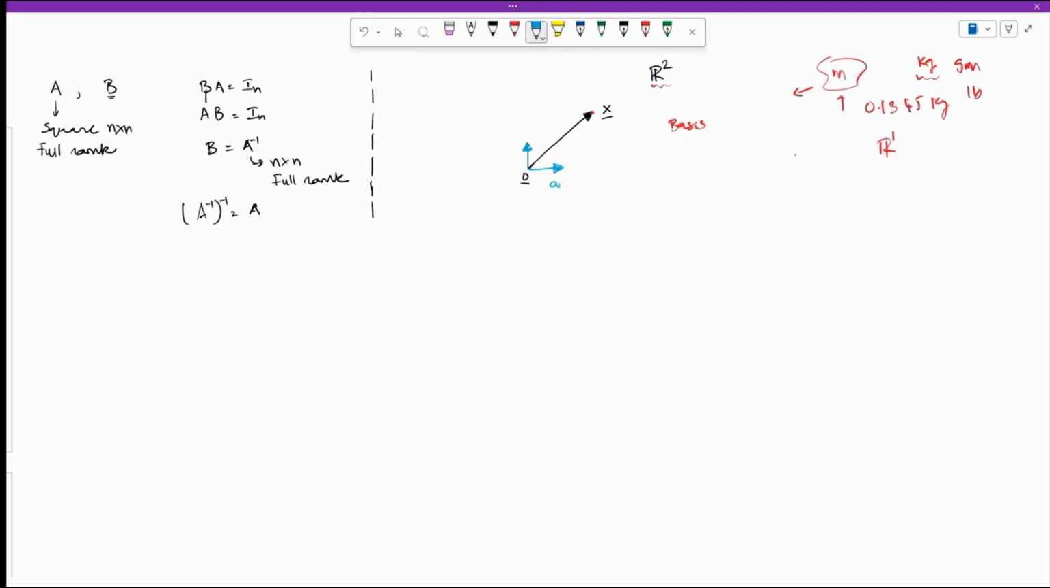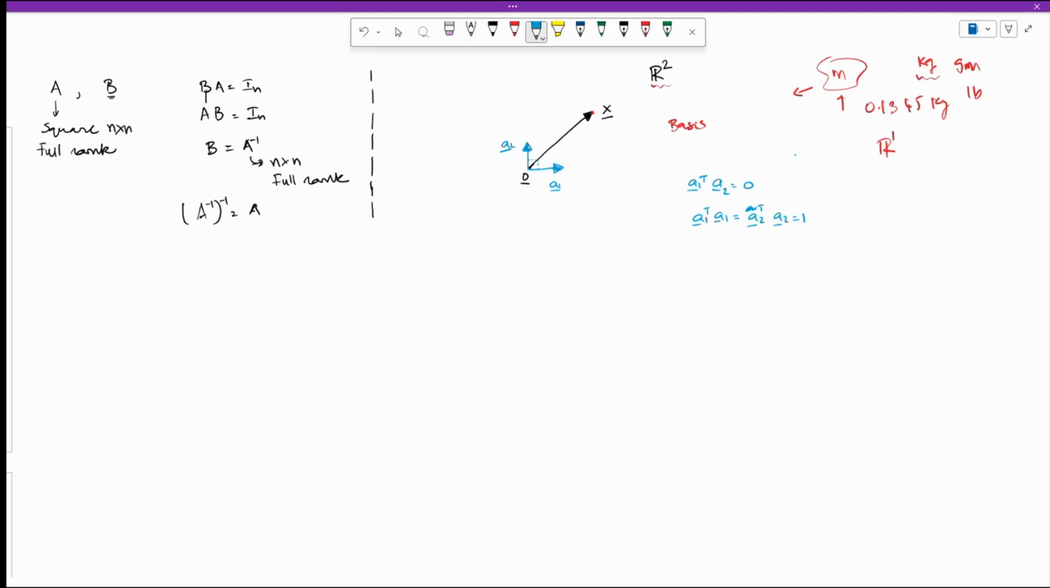I choose two vectors, A1, A2, as my basis vectors. And let's assume for now they're orthogonal. Right? And let's assume also that both are of length 1. And both of them have length 1. Okay?